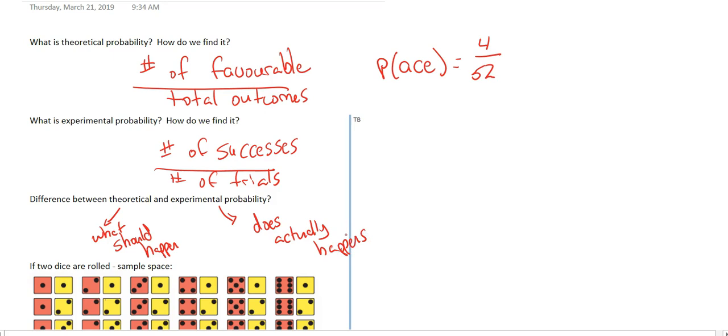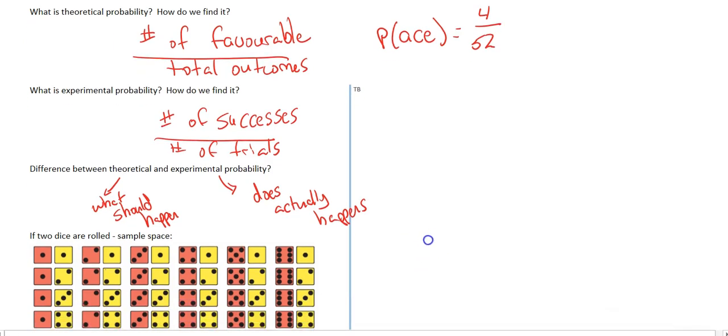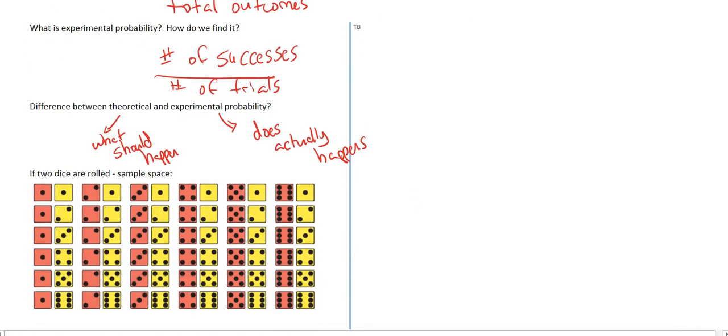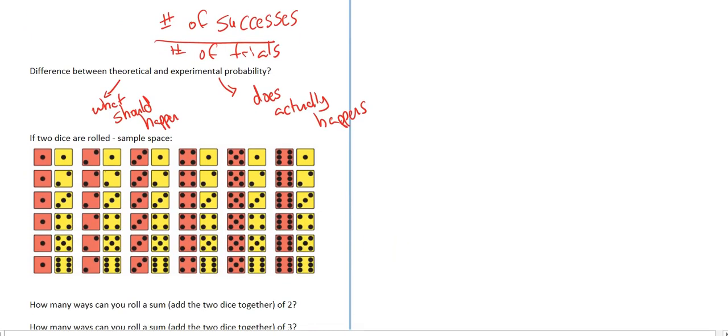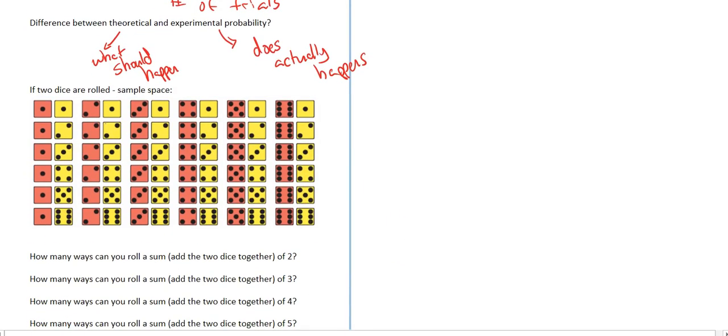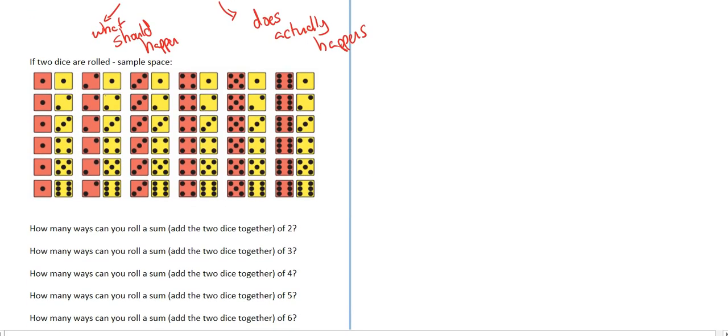For experimental probability, you need to actually perform an experiment, and we need to organize our data into a chart. For theoretical, we use the sample spaces. Here's an example of the 2 dice sample space that you might have used in a previous chapter or section. If I count up the number of ways that I can get 2s, here's a 2.